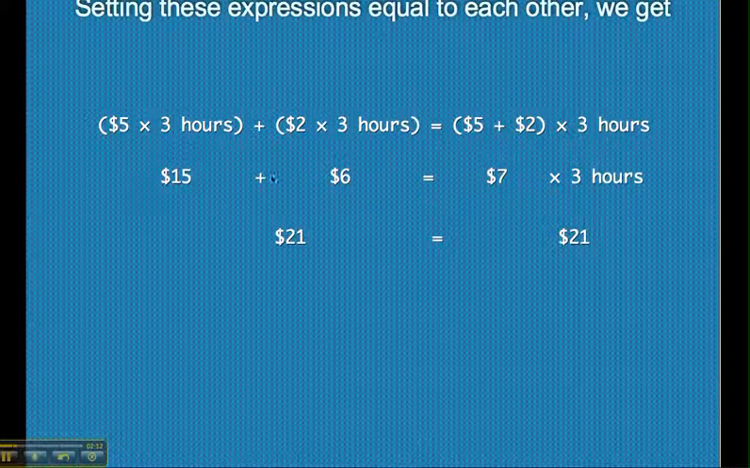And using the order of operations, we work inside of the parentheses, doing these multiplications first, finally adding 15 plus 6 to get 21. On the right side of the equals, using the order of operations, we would work here and add 5 plus 2 to get 7, 7 times 3, also 21.